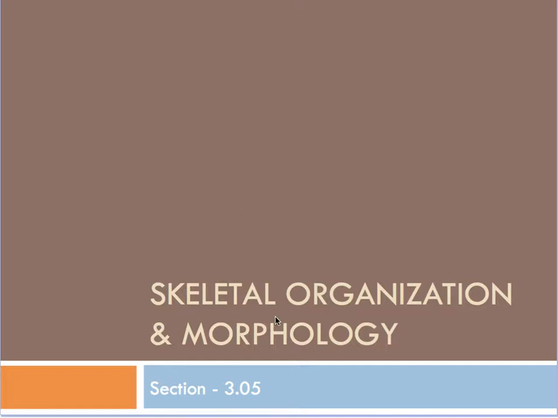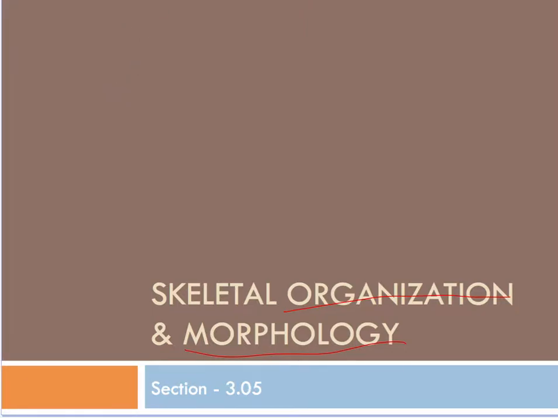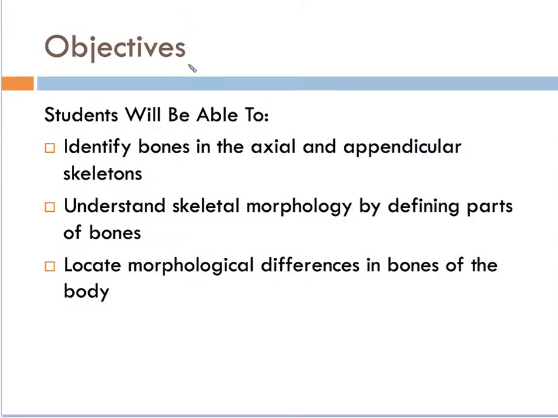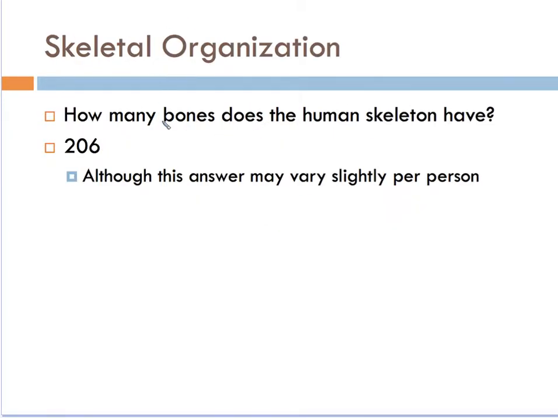Today we're going to talk skeletal organization and morphology. So how bones look and what we call those different terms along the way. At the end of this, you're going to be able to identify bones in the axial and appendicular skeletons. We'll look at skeletal morphology by defining the parts of bones, and you're going to locate morphological differences in bones of the body. So here we go.